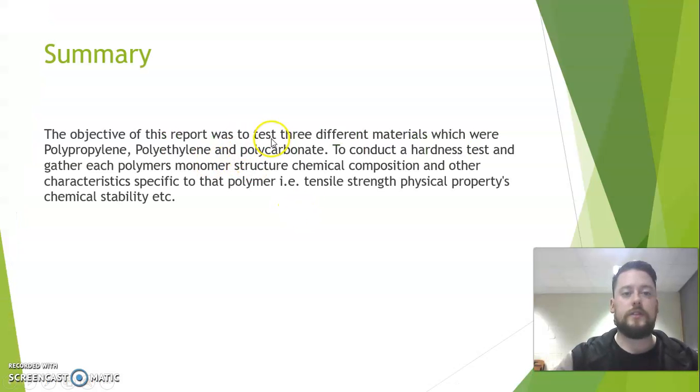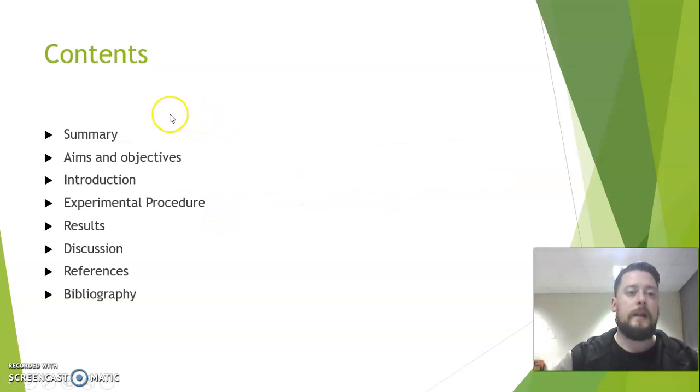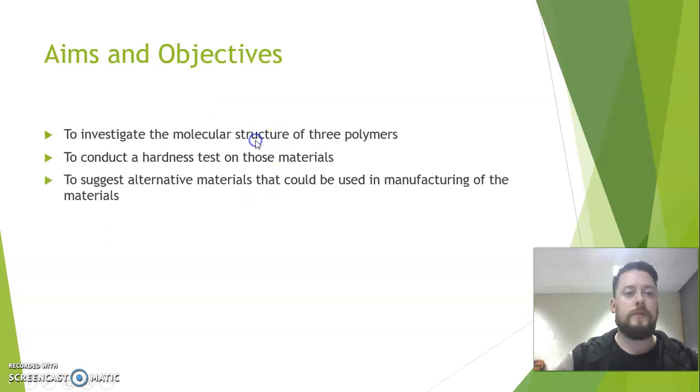So, summary: the objective of this report is to test 3 different materials, which were polypropylene, polyethylene, and polycarbonate, to conduct a hardness test and gather each polymer's monomer structure, chemical composition, and other characteristics specific to the polymer, i.e., tensile strength, physical properties, and chemical stability. That's the contents of what's going to be in this report. So, the aims and objectives you can see there.